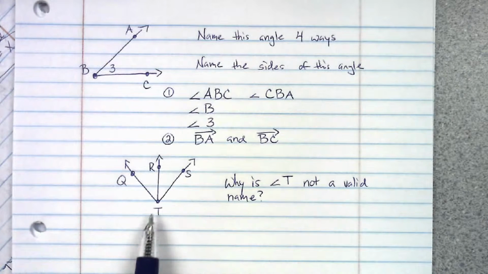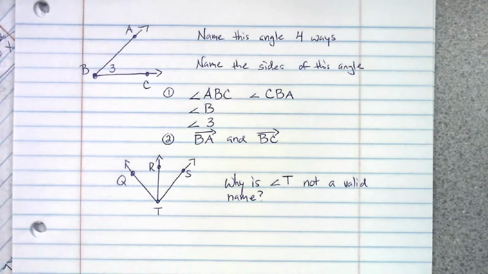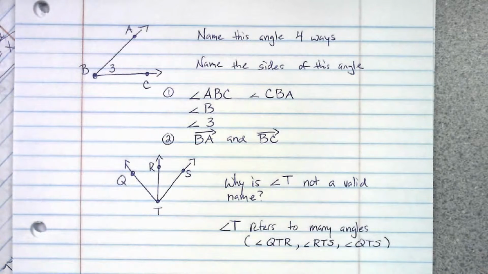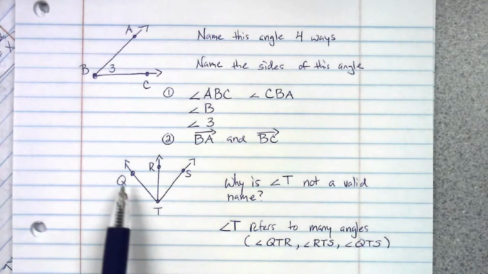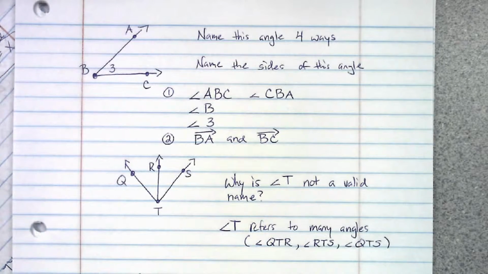So next, when I look at this angle right here, why is angle T not a valid name? In this question, we were able to call this angle angle B without a problem. Why can I not call this angle T? Press play when you think you have it. Okay, the reasoning for this is when you say angle T, this is the vertex of many angles. This is the vertex of angle QTR, RTS, and QTS. So if I just simply refer to it as angle T, it's not specific. It doesn't let someone know exactly what angle I'm referring to.